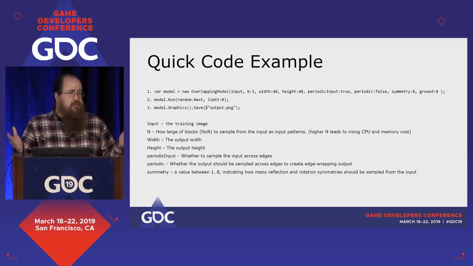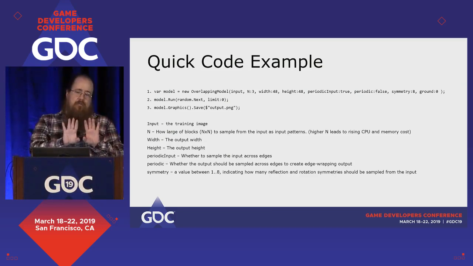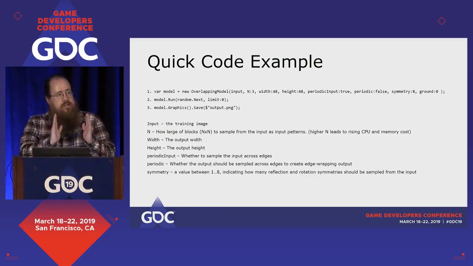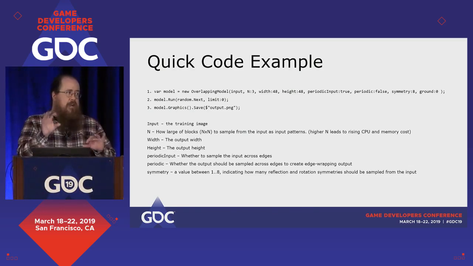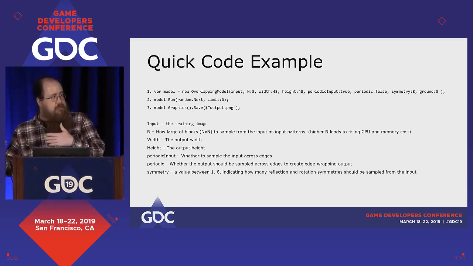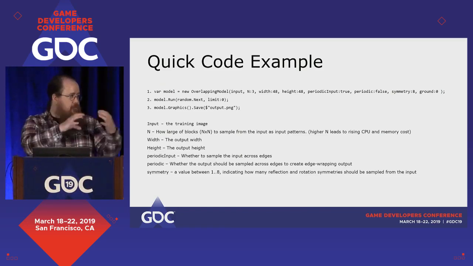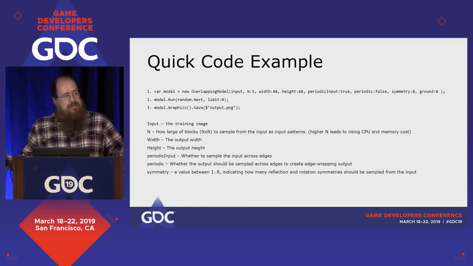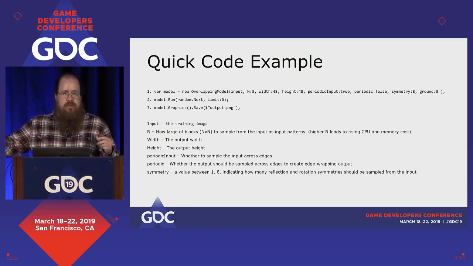Symmetry is a little bit interesting, not very complicated. If you're, for instance, putting in something where orientation matters and you've got ground at the bottom and sky at the top, you probably don't want symmetry unless you want to end up with sky at the bottom. If you've got buildings where you don't care about the orientation, you probably want to crank that symmetry up to 8, where you've got full reflection and rotational symmetry.